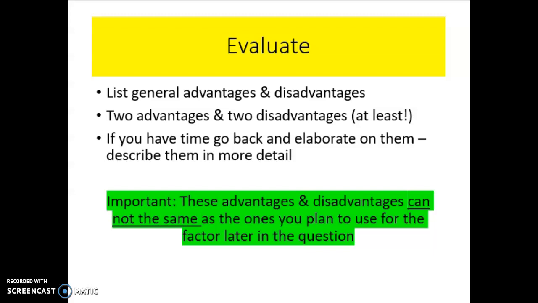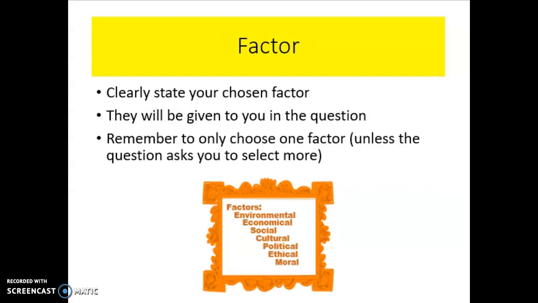You'll notice that the next E in the DEFER, or the last E, is for evaluate again. It's important that you don't try to use the same advantages and disadvantages for both of the evaluating ones. The next thing you need to do is very clearly state what your chosen factor is. The factors will be listed for you in the question, or else they'll specifically give you a factor to choose. If they don't say choose more than one factor, then make sure that you only choose one.